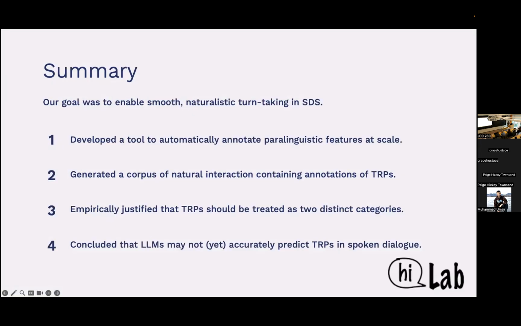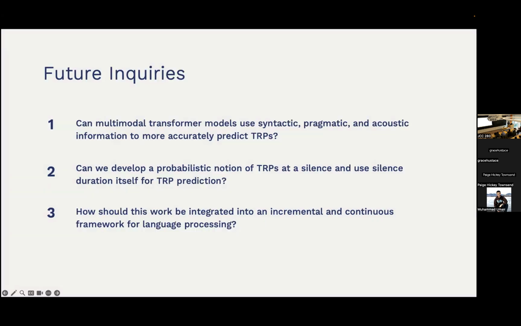So to summarize, what I did in the course of my research was to first develop a tool that automatically annotates paralinguistic features of conversation. We then generated a corpus of natural interaction containing annotations of TRPs in an ecologically valid manner. We justified our treatment of TRPs as two distinct categories. And then we concluded that large language models cannot yet be used to predict TRPs in spoken language reliably. With this work, I have a number of future inquiries that I want to look into. So the first one is that in natural conversation, we also have access to nonverbal behaviors.